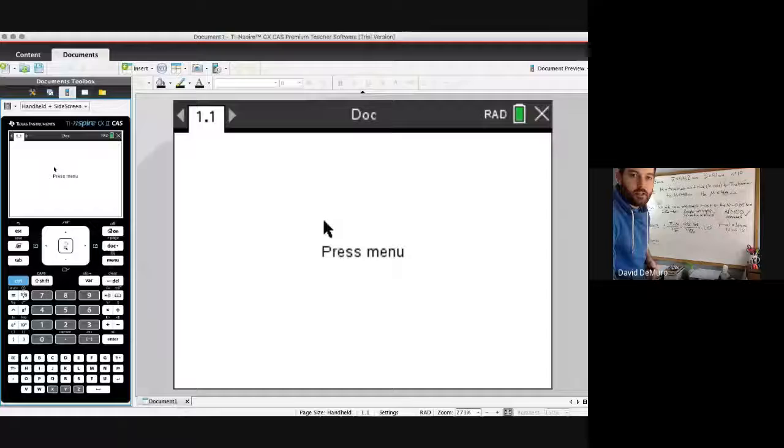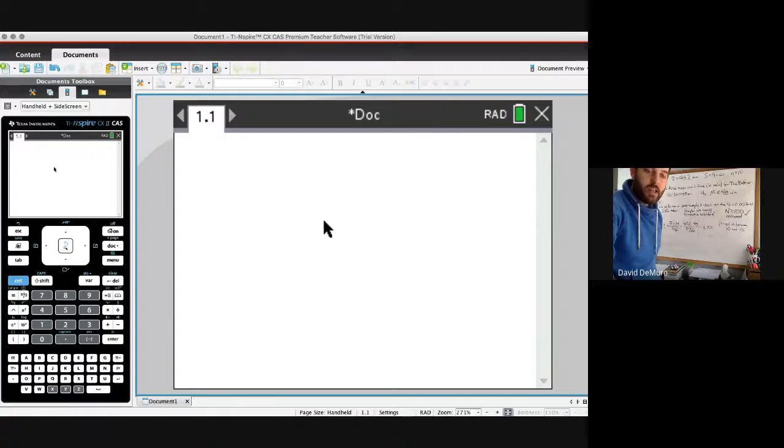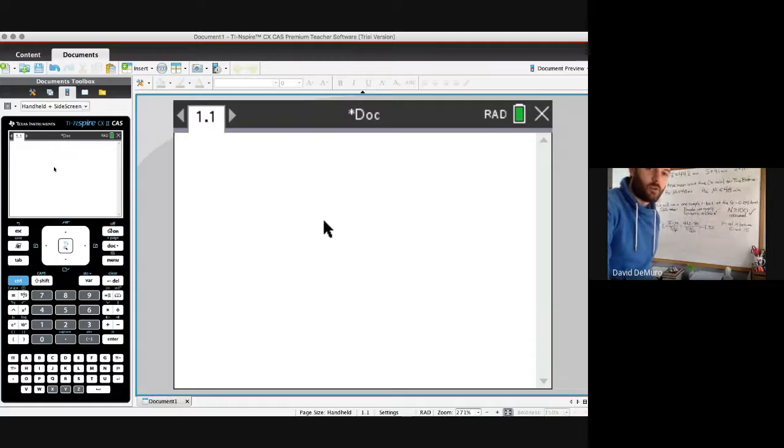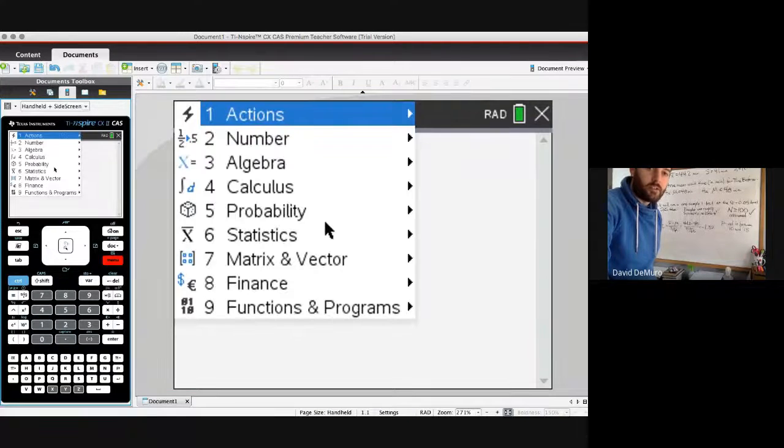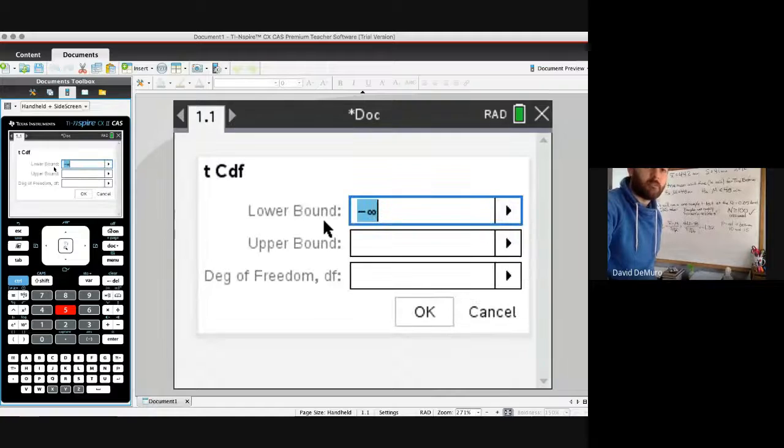All right, so on the Inspire, you can go to a calculator page. So we'll go open up a new calculator page. And since we know the test statistic or t-score, because it's a t-value, we're going to go to menu, 6 for statistics, 5 for distributions, and then 5 for t-CDF.